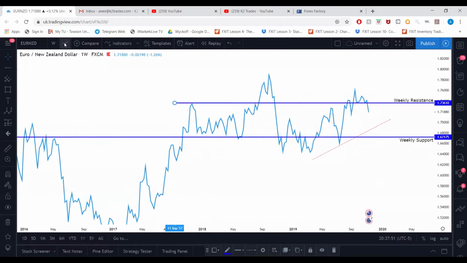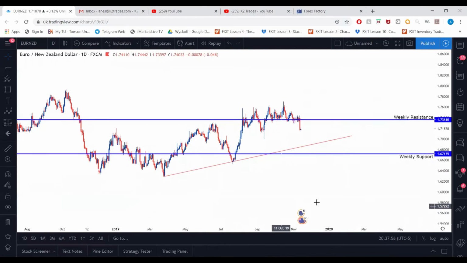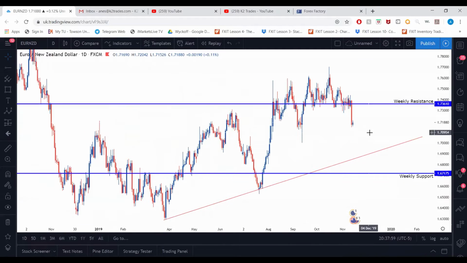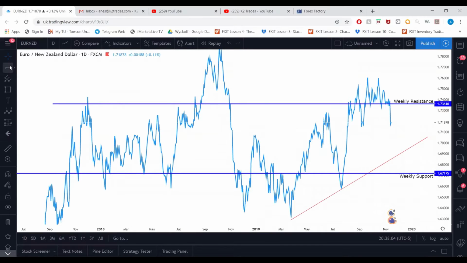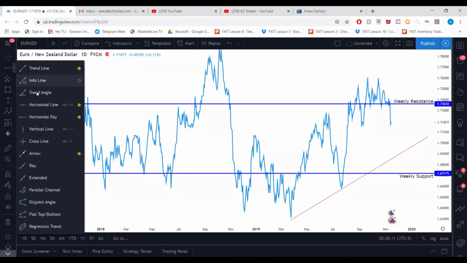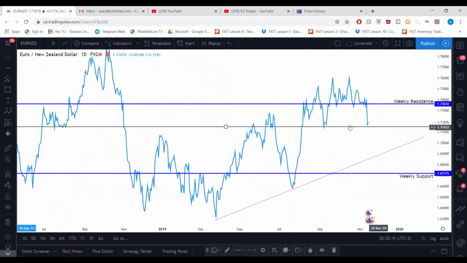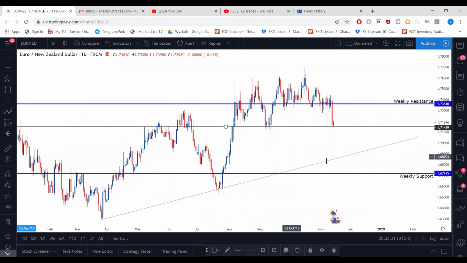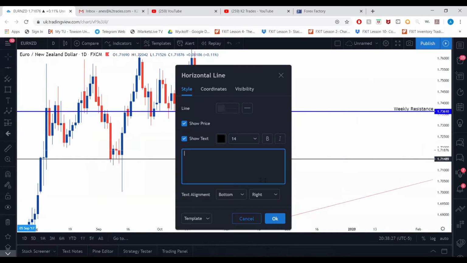All right, and now let's go on a daily. Beautiful breakout. Well, let's see here. Actually, I need a line. So this will be strong support, and actually it already rejected it.